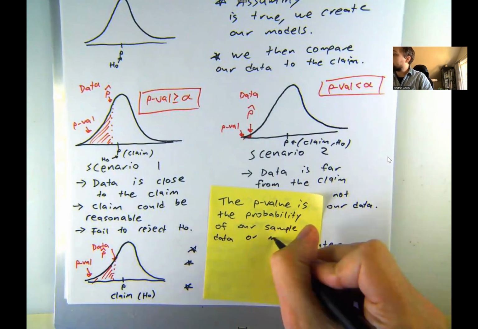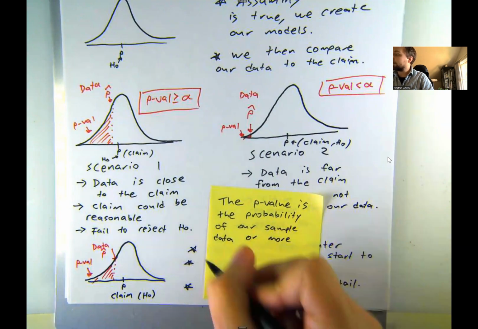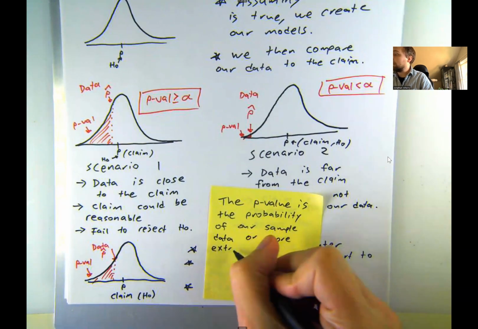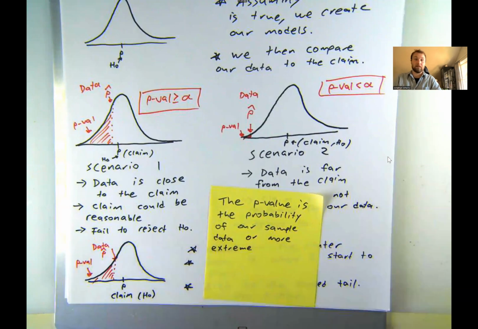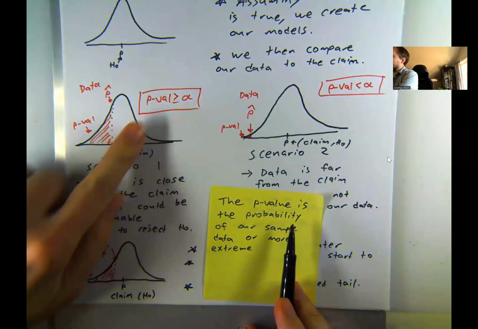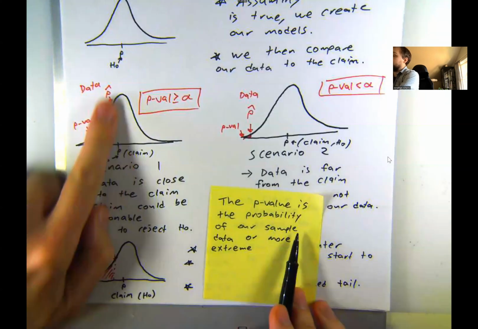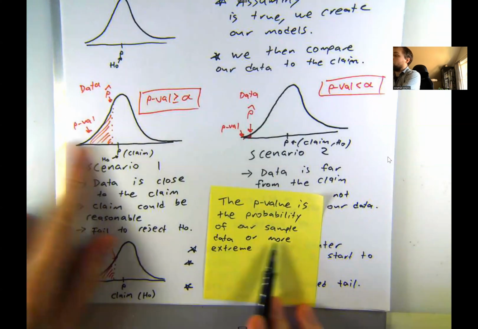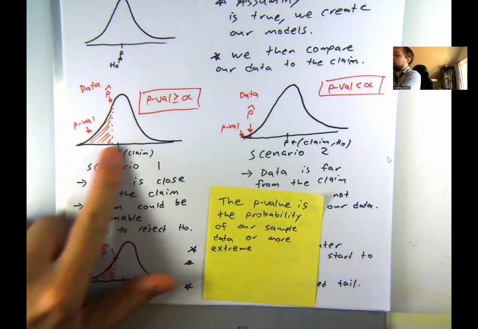I'm shading in the direction of the alternative hypothesis. I need a direction to shade. That's what the or more extreme means. So the p-value is the probability. It's a shaded in region, and it starts at the sample data, and it's that or more extreme. So it's this shaded region.